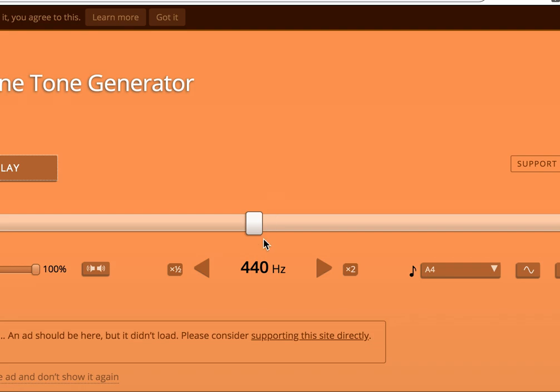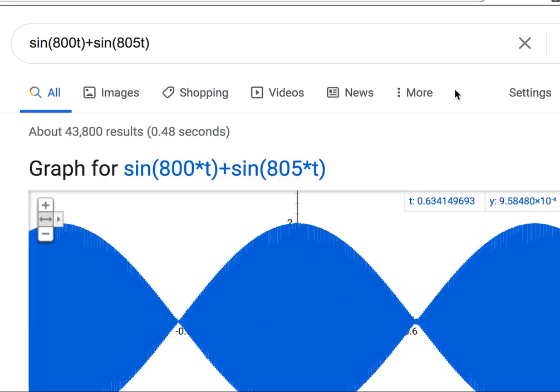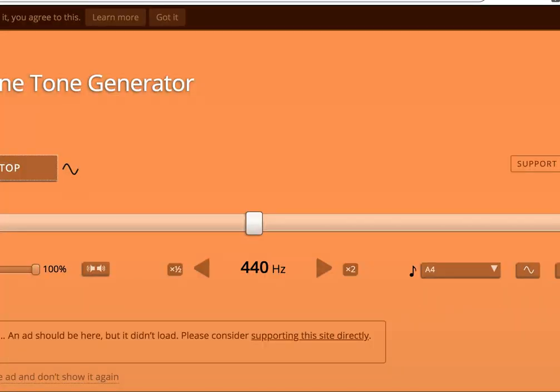If I do it here, like 440, and type in 441, this is what you get. This is what you're getting. If I increase this, at some point you can't count it anymore. Your ear begins to hear one thing.